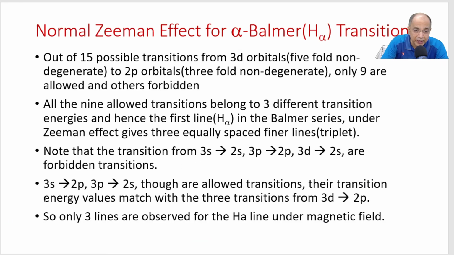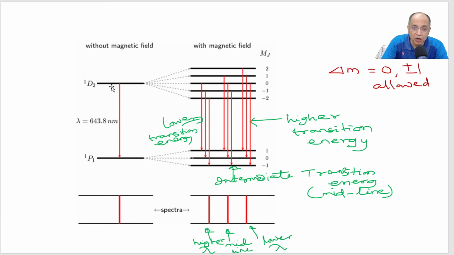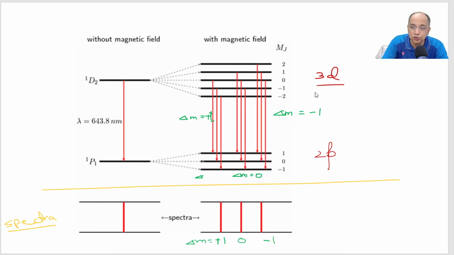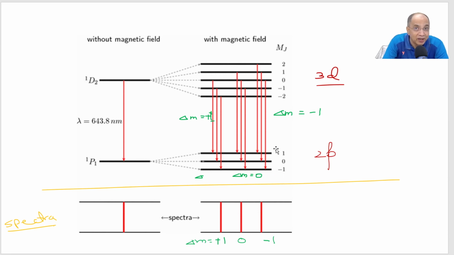And tell me why the 3s to 2p I have not shown here. I have shown only the 3D to 2p transitions, but the other allowed transitions are 3s to 2p and 3p to 2s. Though they are allowed transitions, their transition energy values match with the 3 transitions from 3D to 2p, so I have not separately shown them, rather the one which is more complicated, which produces 15 possible transitions, out of which 6 are discarded from the selection rules point of view, and 9 were taken, and out of 9 only 3 are different transition energy values.